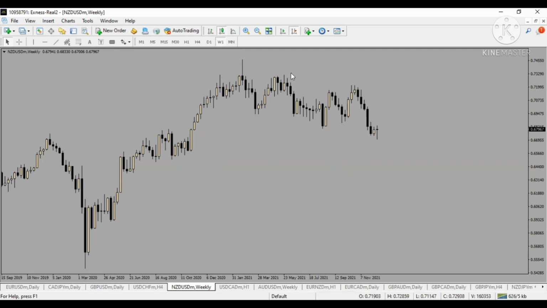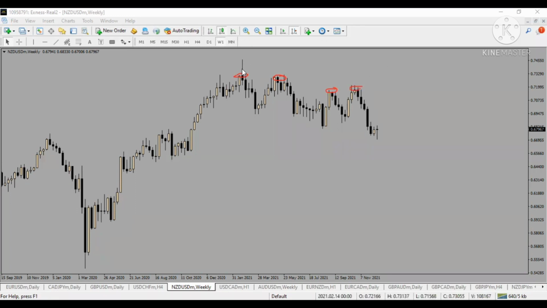Now, I want you to look at the weekly chart of NZDUSD. Let me try to mark this. I think I should use the red one. So I want you to see this. This is your higher high. Higher high. Okay. Price came kind of low, that doesn't qualify to be our higher high.